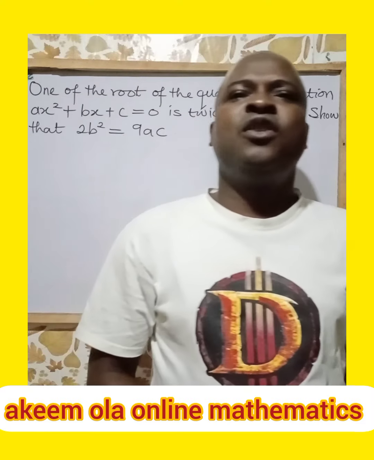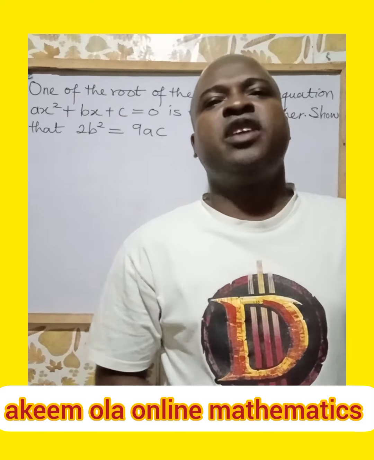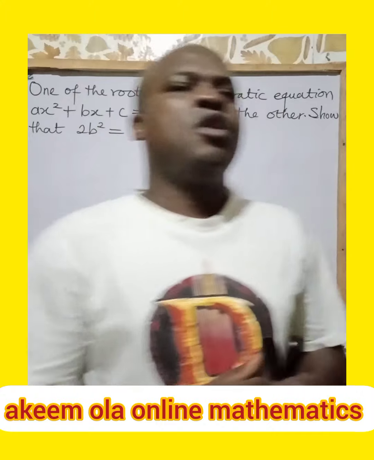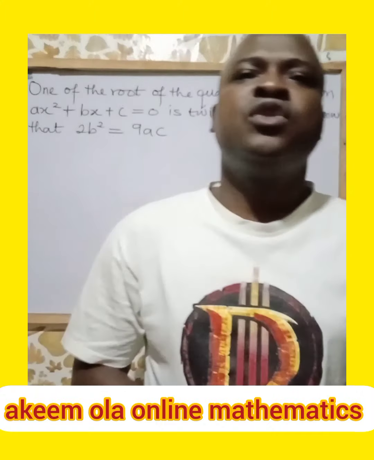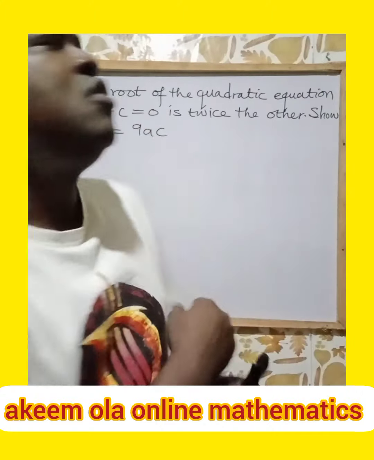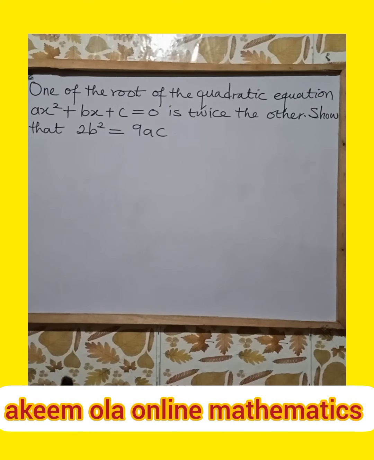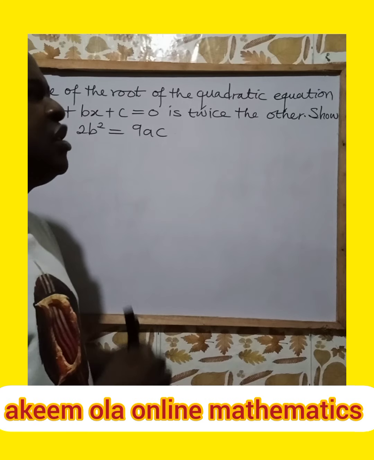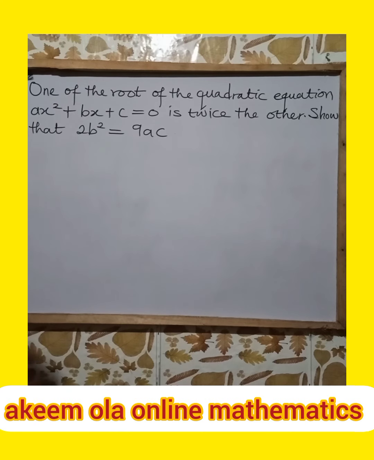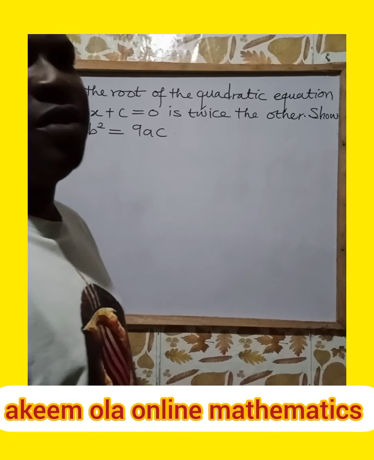Now, still on quadratic equation involving roots, we have another question to solve today. Let's look at the question on the board. We have one of the roots of the quadratic equation ax squared plus bx plus c equal to 0 is twice the other. Show that 2b squared is equal to 9ac.